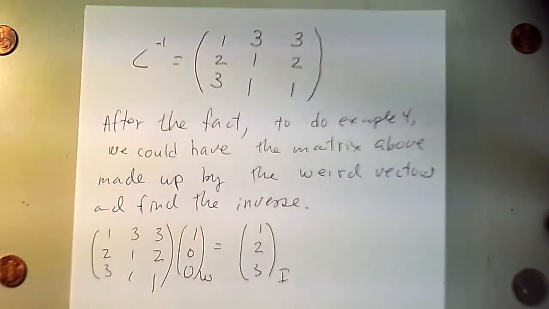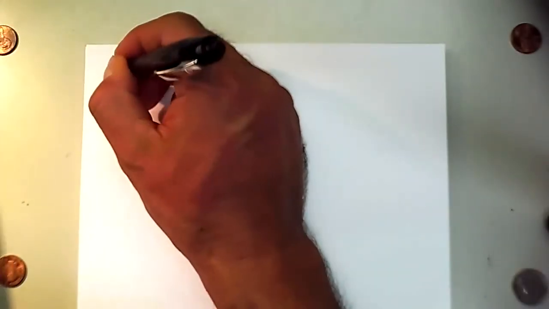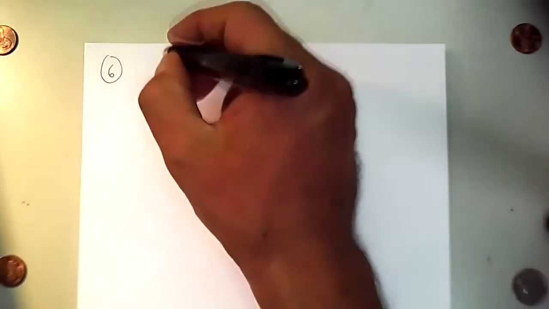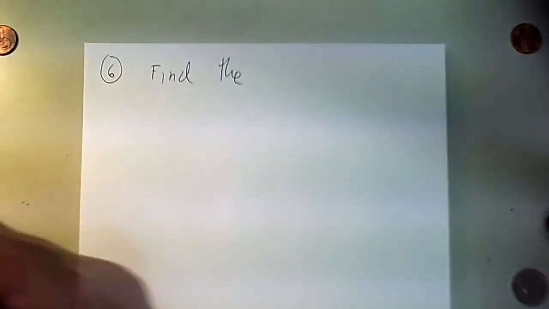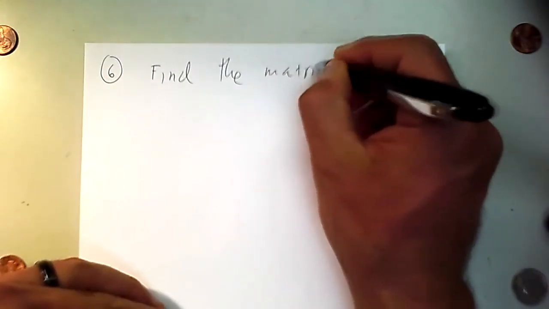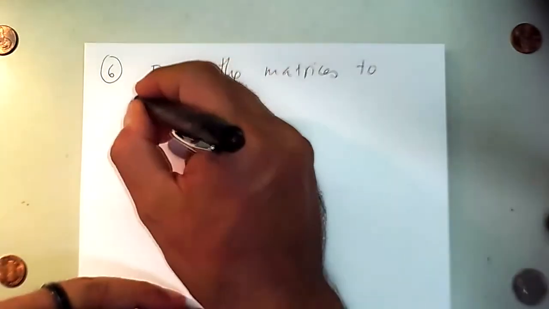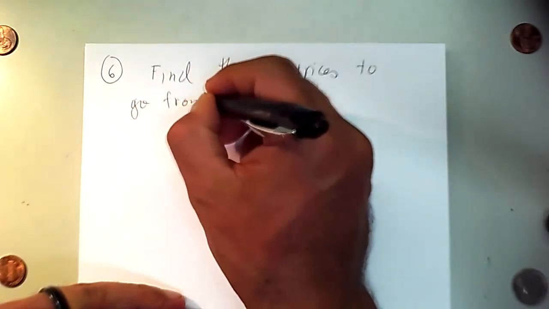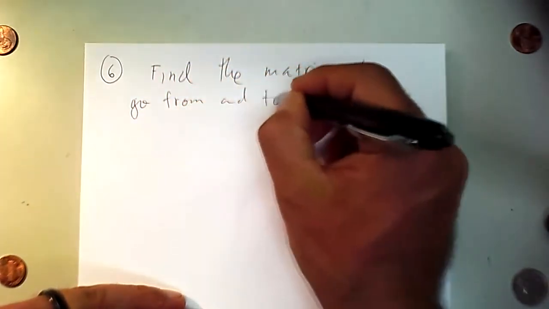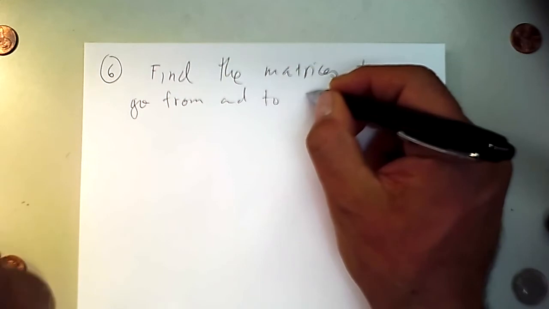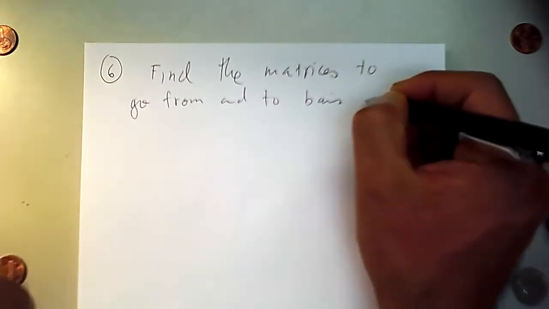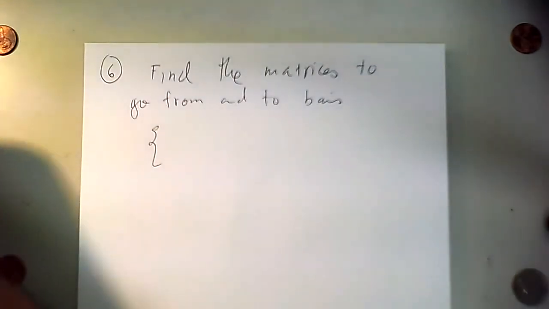Okay, let's look at a new example. Example 6. All right. Find the matrices to go from and to basis. So now we have a new weird basis.